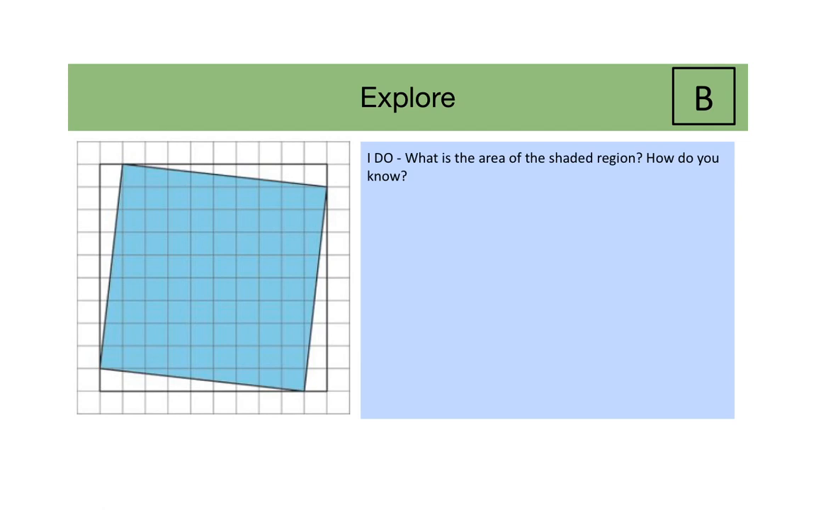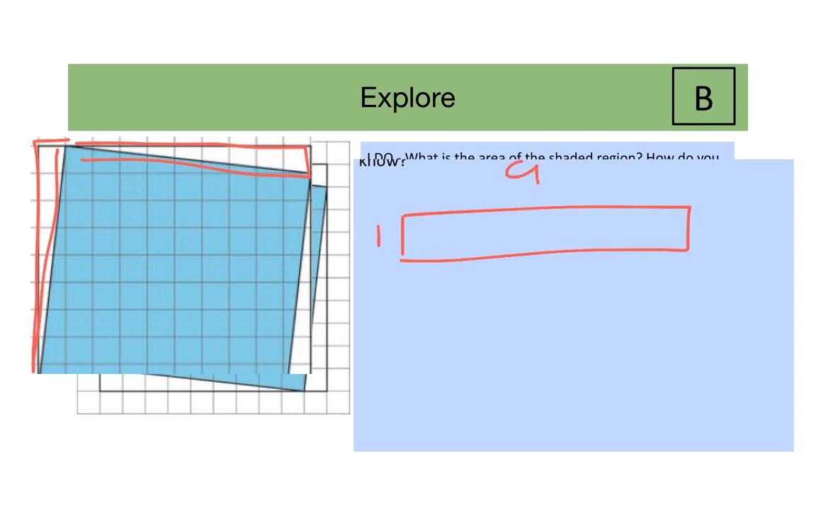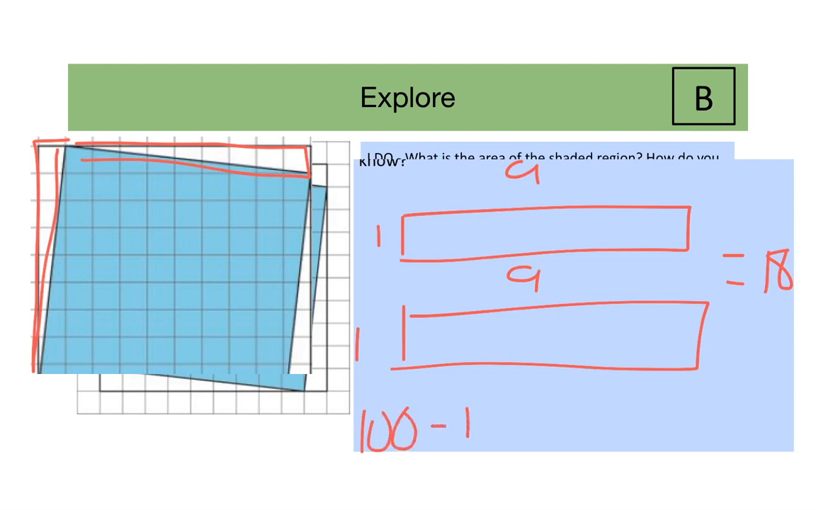So you're going to highlight that these 2 triangles make a rectangle, and the rectangle is 1 by 9, and there are 2 of them, so that makes 18 units. 100 minus 18 is 82 square units.